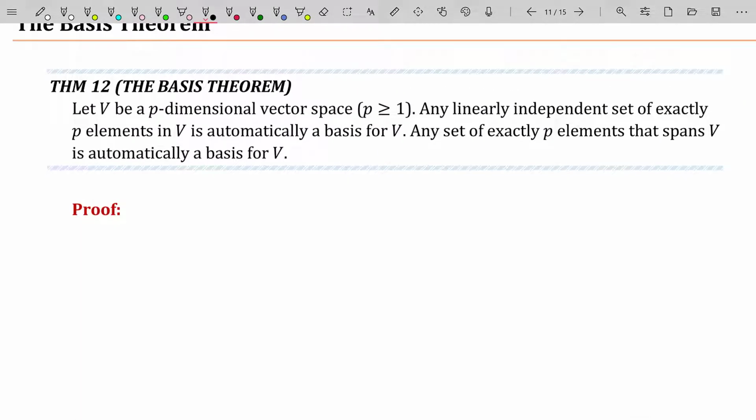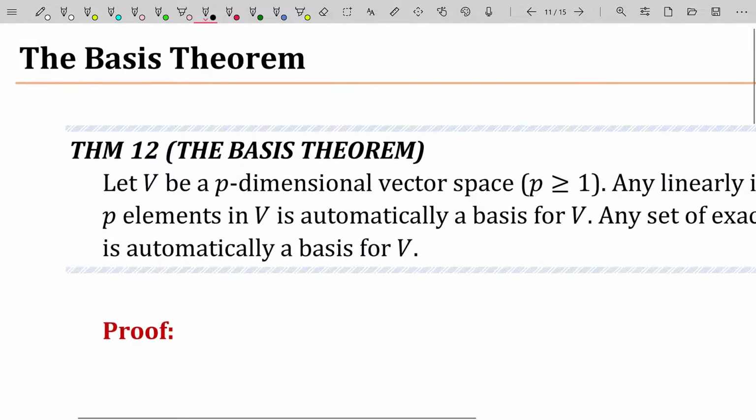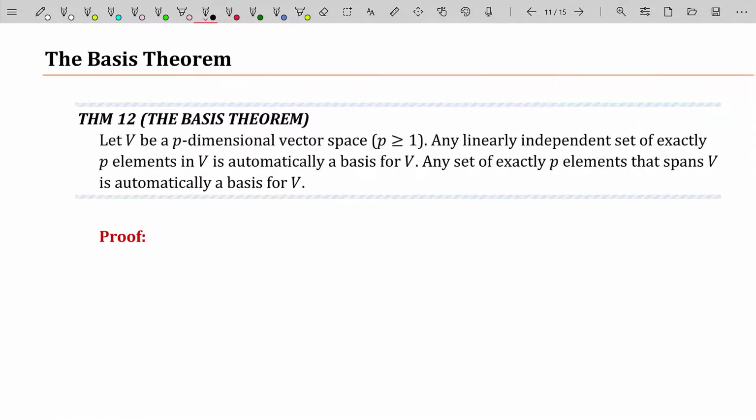Well, let V be a p-dimensional vector space, where p is greater than or equal to 1. So we have a vector space that has a basis consisting of p vectors. And remember, once you have a basis for a space, then all bases for that space will have the same number of vectors. So if your vector space is 10-dimensional, then any basis you grab from that vector space will have 10 vectors. So with that being said, you have a finite dimensional vector space with dimension greater than or equal to 1. Any linearly independent set of exactly p elements in V is automatically a basis for V.